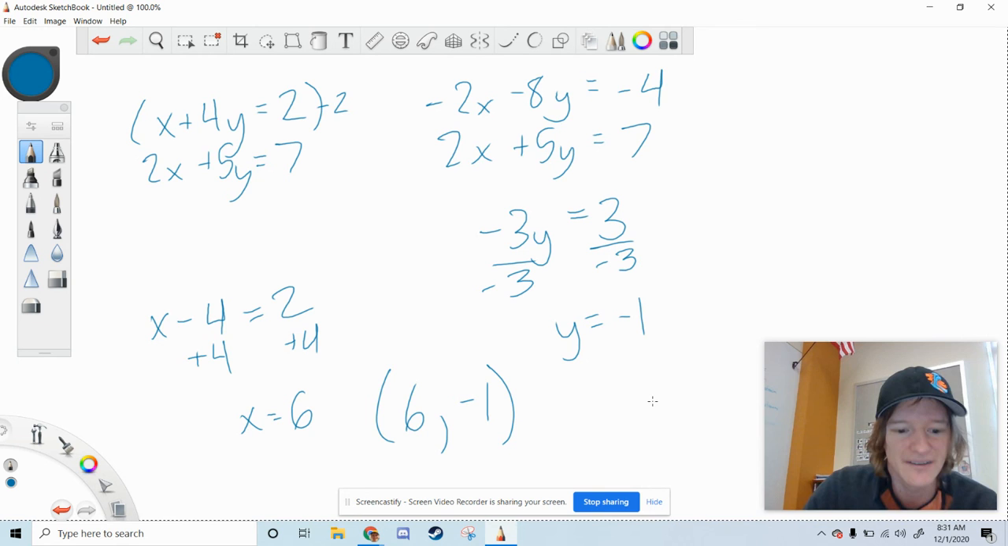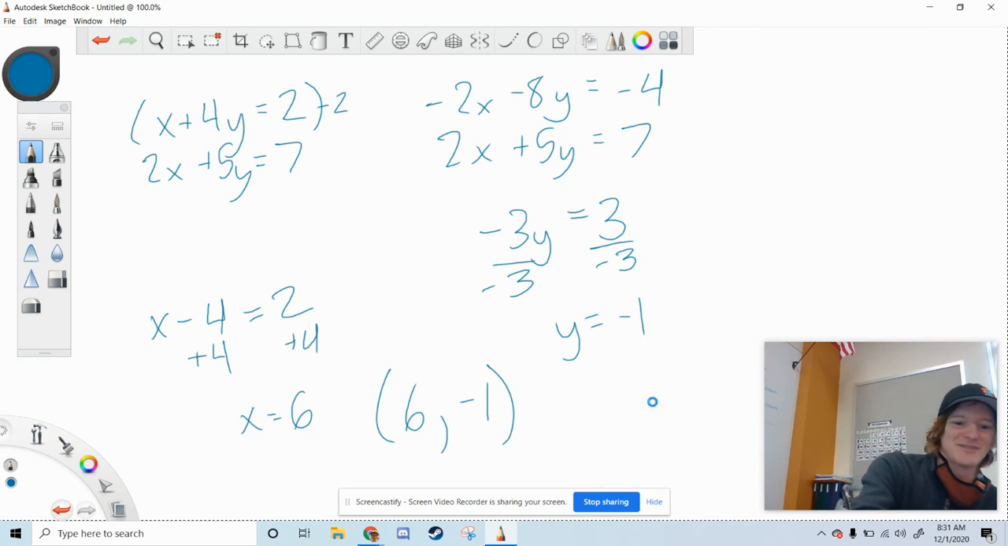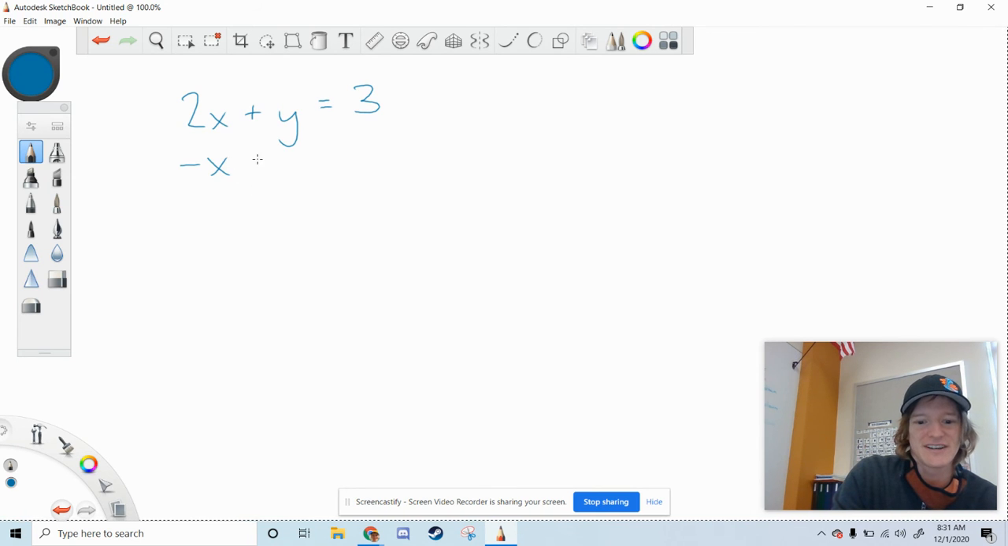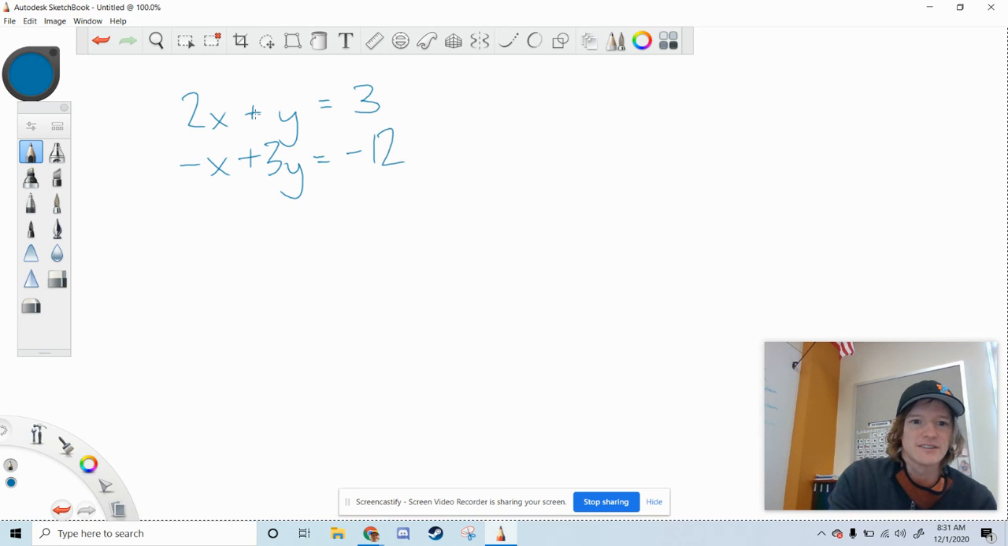Let's see, I've got 3 more. We're almost there. 2x plus y equals 3. Negative x plus 3y equals negative 12. Let's get rid of the x's. We'll just have to multiply everything on the bottom by 2 because we'll have positive 2 and negative 2.